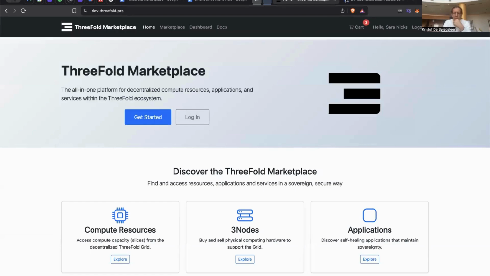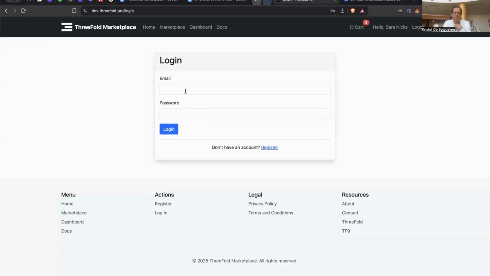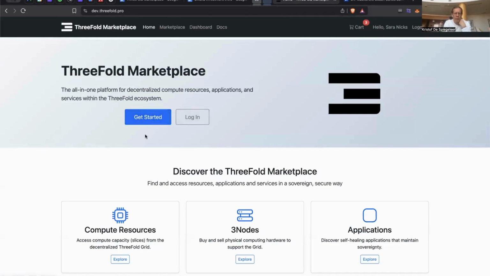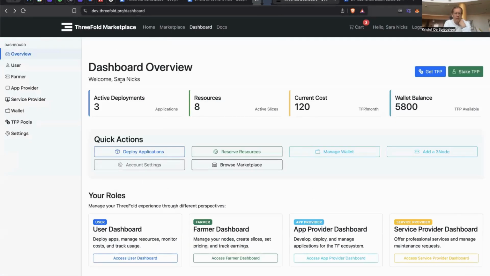So what you see here is the marketplace, and we can log in. This is still a mock-up. It has data behind, but it's not connected to the ThreeFold backend yet. But I'm just logging in with an account, and it will show me who we are, and there are a couple of parts to it. So if I go to home, I can see here my dashboard as an example. So I can add capacity to the system, and I can consume capacity.